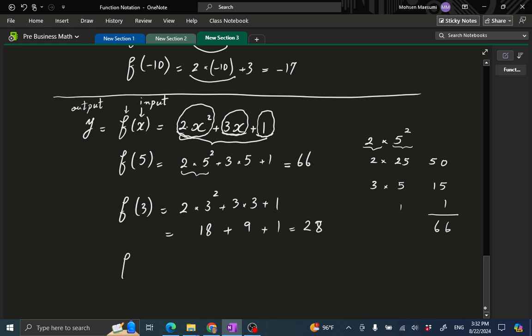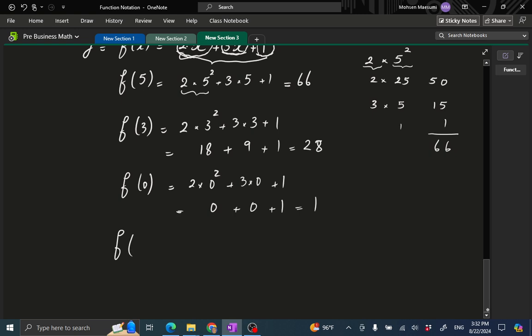How about 0? What's f of 0? Well, 2 times 0 squared plus 3 times 0 plus 1. So I'll have 2 times 0. 0 squared is 0 times 0, it's just 0. Double that is 0. This one is 0. And that one makes 1.